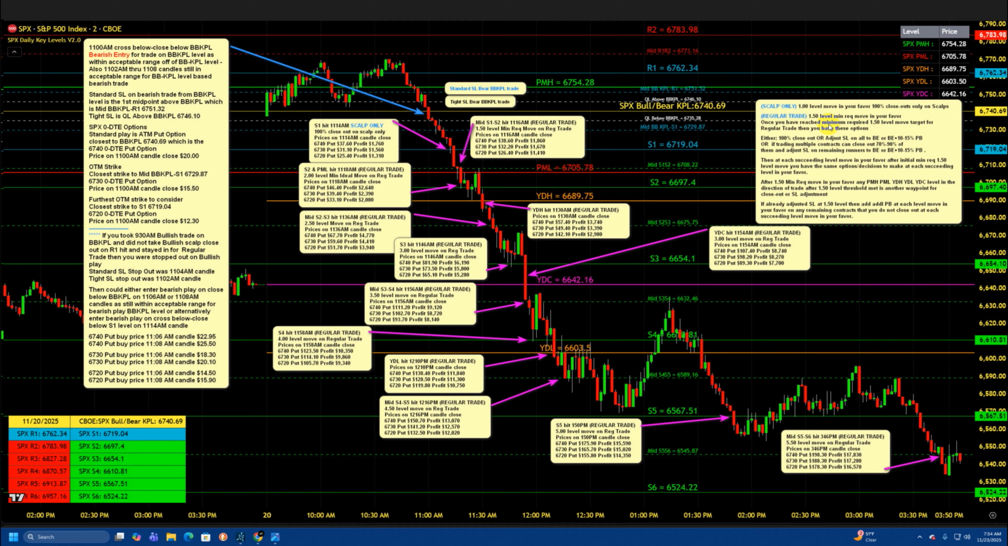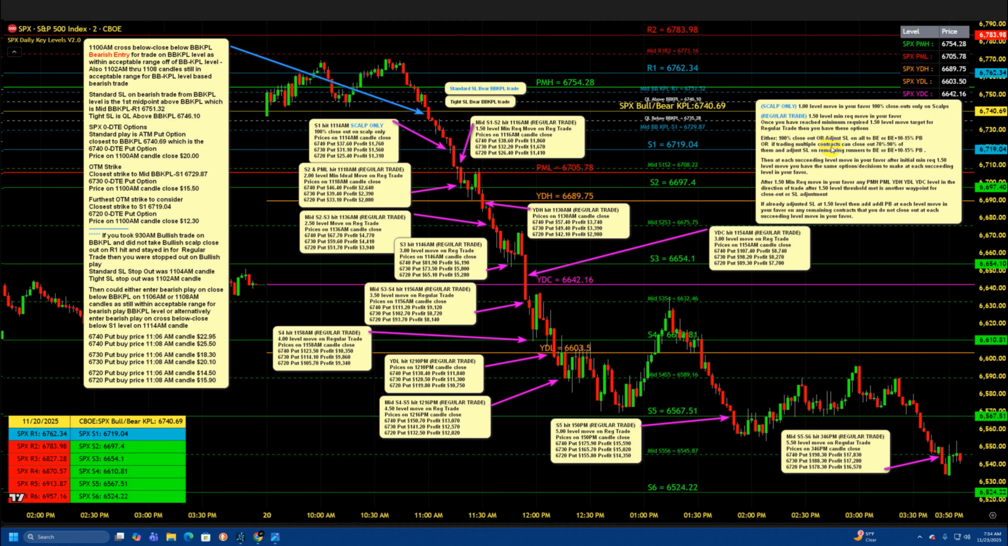Now on a regular trade on a 1.5 level minimum required move in your favor, once you have reached this level here, then you have the following options available to you. Either 100% closeout of all option contracts, or adjust your stop loss on all contracts to break even, or break even plus a 10 to 15% initial profit buffer, which is what PB stands for.